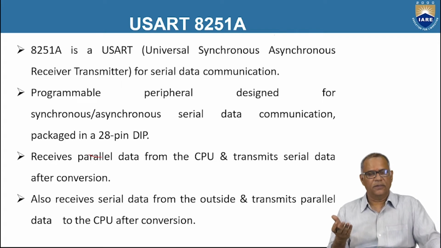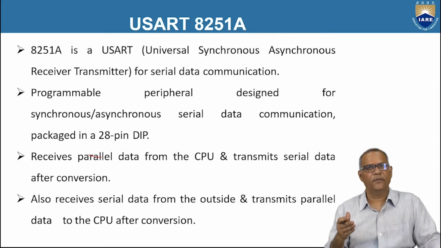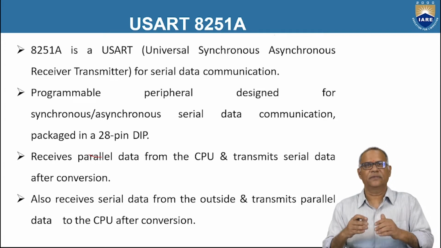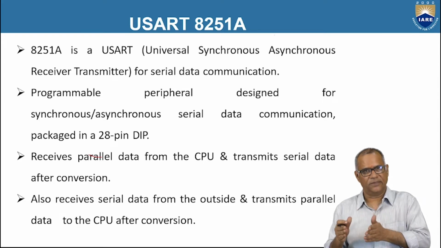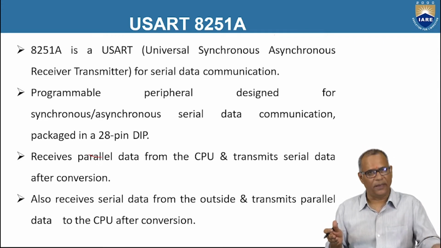It receives the parallel data from the CPU and it transmits serial data after conversion. And when 8251A is used as a receiver, it takes the serial data and converts them into parallel data by removing the start bit, stop bit, and the parity bit, and then it gives the actual data to the CPU in parallel form.